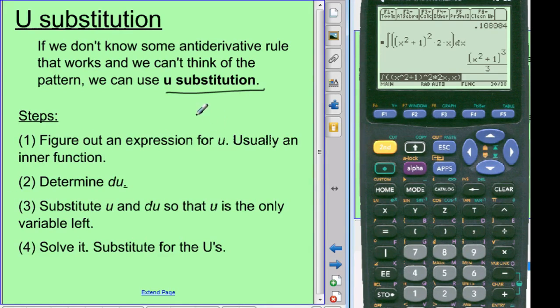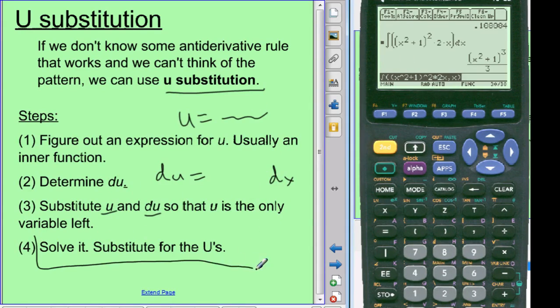You have to figure out an expression for u, so you set u equal to something. And then determine du. Basically just take the derivative of whatever that expression was, and it'll be du equals something dx if we're doing it with respect to x. Then you substitute that u and du into the function so that there's only u's left. And then you solve it, and then you have to substitute back. So what does that actually look like?